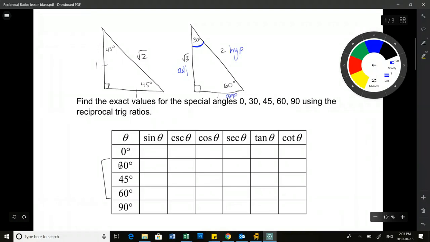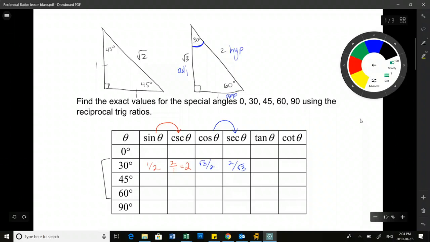And then I should be able to set up all 6 of these for sine, cosecant, cosine, secant, tangent, and cotangent. So sine of 30 is opposite over hypotenuse, which gives us 1 over 2. And because cosecant is the reciprocal of that, cosecant is equal to 2 over 1, which just equals 2. Okay, and then for the second one, cosine of 30 is adjacent over hypotenuse, which means that secant is just going to be the flip of that, 2 over root 3.